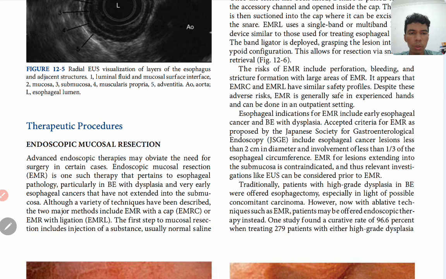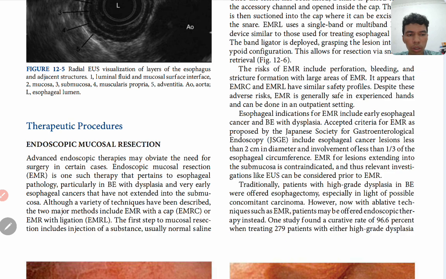Esophageal indications for EMR include early esophageal cancer and BE with dysplasia. Accepted criteria for EMR as proposed by the Japanese Society of Gastroenterological Endoscopy include esophageal cancer lesion less than 2 cm in diameter and involvement of less than one third of the esophageal circumference.